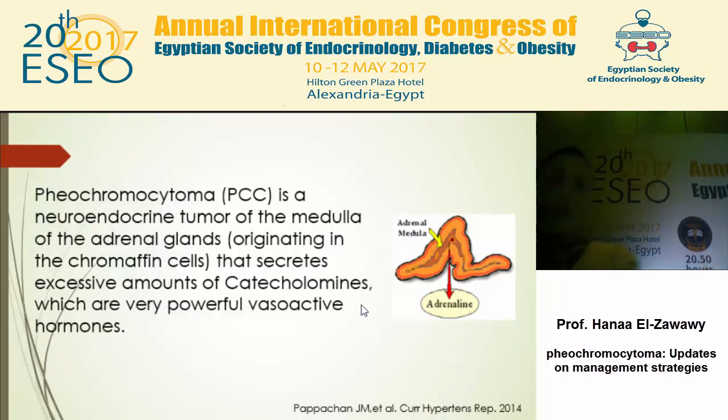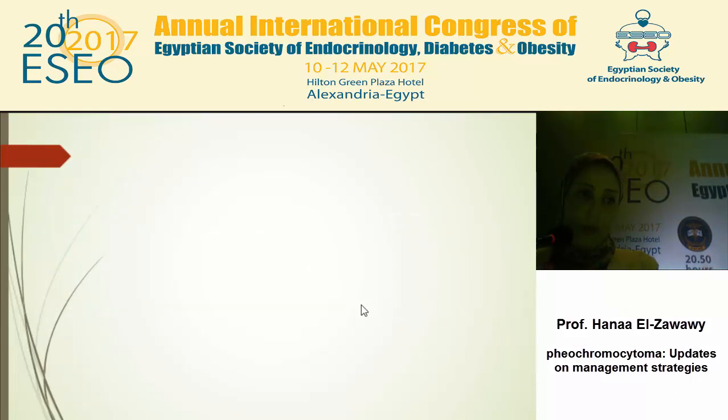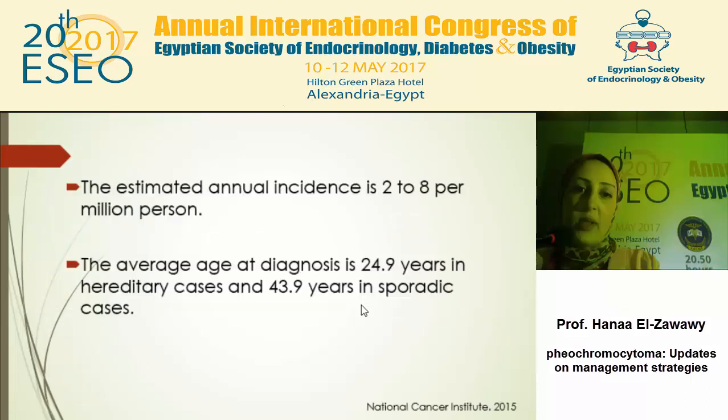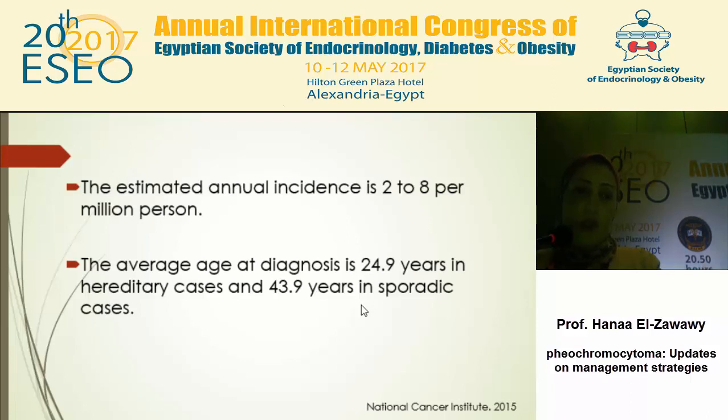Pheochromocytoma is a neuroendocrine tumor of the adrenal medulla of the adrenal gland that secretes excessive amounts of catecholamines, which are very powerful vasoactive hormones. The estimated annual incidence is 2 to 8 per million persons. The average age at diagnosis is 25 years in hereditary cases and 44 years in sporadic ones. Men and women are equally affected.